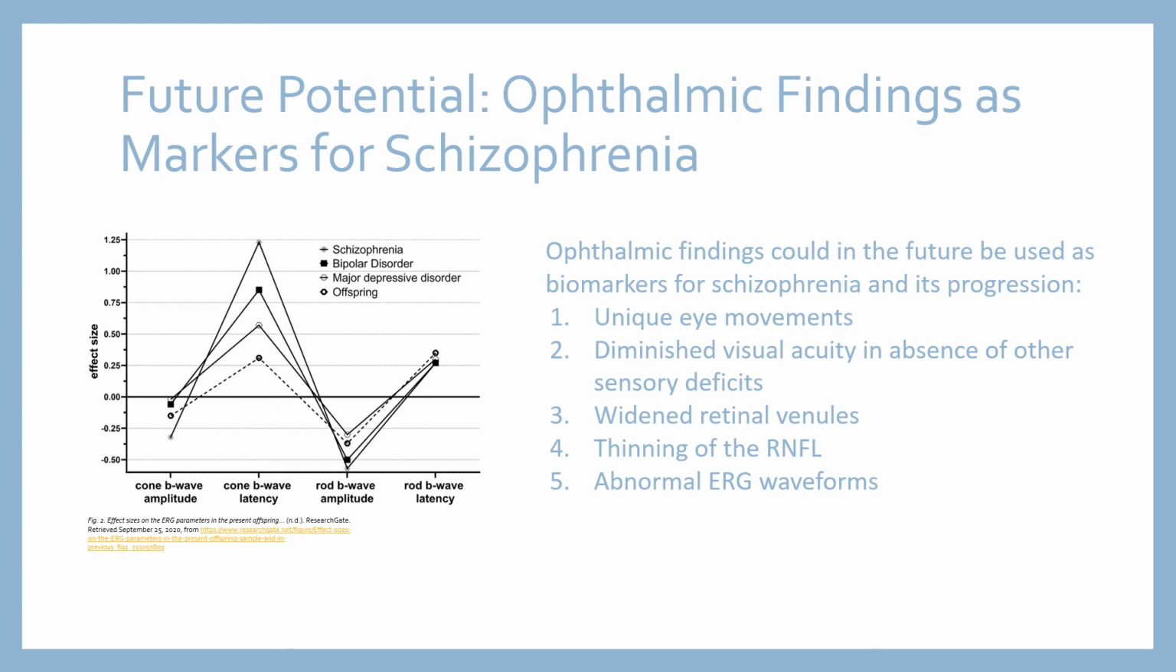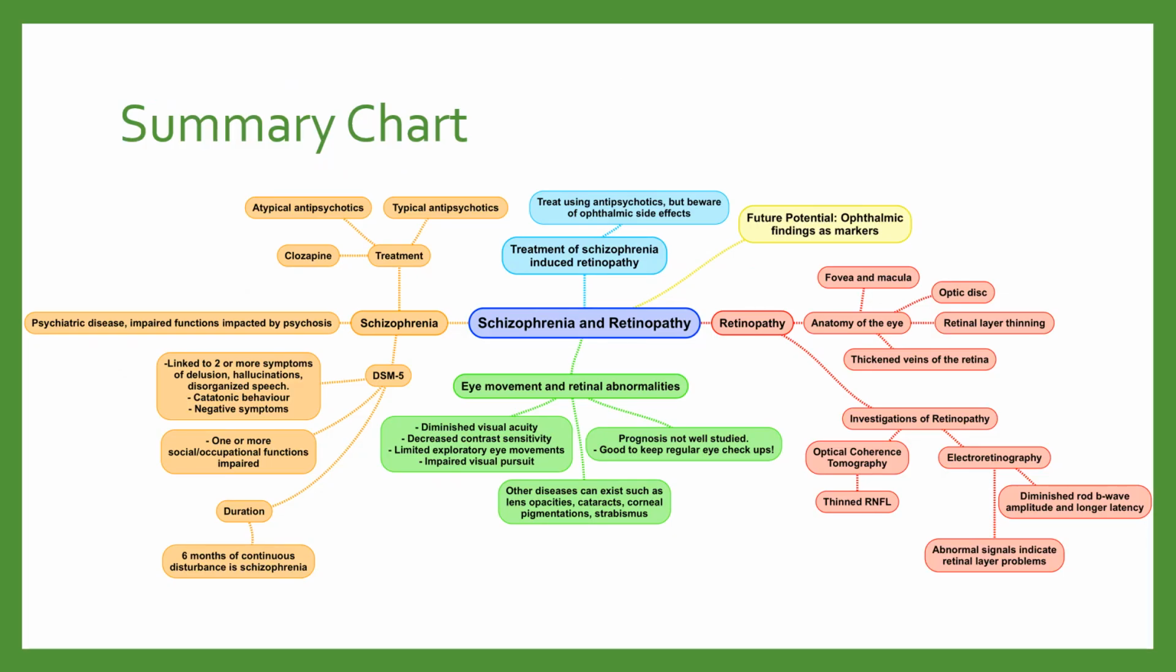So specifically, ophthalmic findings can be used as biomarkers. The unique eye movements, the diminished visual acuity while other sensory functions are intact, widened retinal venules, of course, thinning of the RNFL, and abnormal ERG waveforms, among others. These are quite a characteristic finding according to the studies, and they can be characterized in a more specific manner in the future. This is a summary chart of everything we talked about in this presentation. I hope you find this helpful.